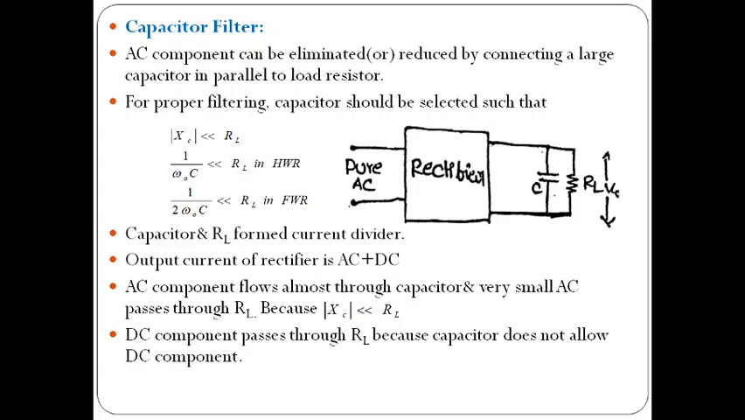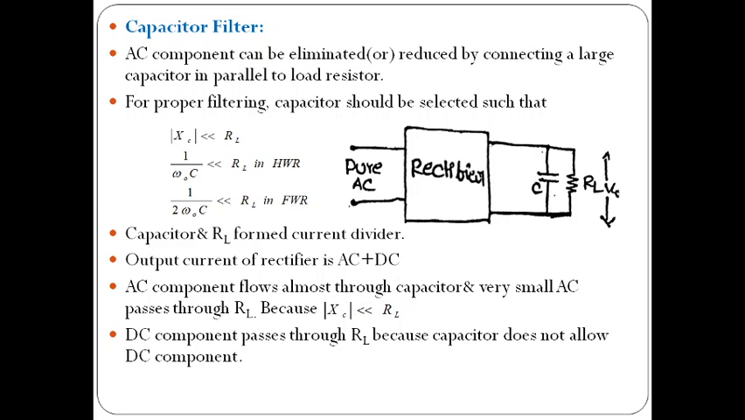What is the output received from the rectifier? It is pulsating DC. In the pulsating DC, we have AC components plus DC components. To eliminate or reduce the AC components, we connect the capacitor in parallel to the load resistor. Clear? For proper filtering, the capacitor should be selected such that the reactance of the capacitor is less than the load resistor. Clear? So the reactance of the capacitor must be very small compared to the load resistor.